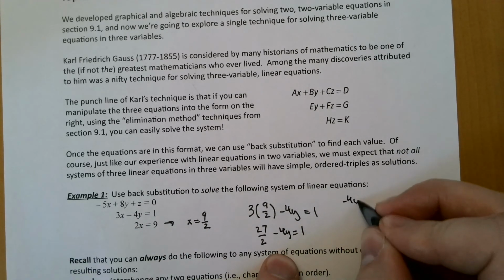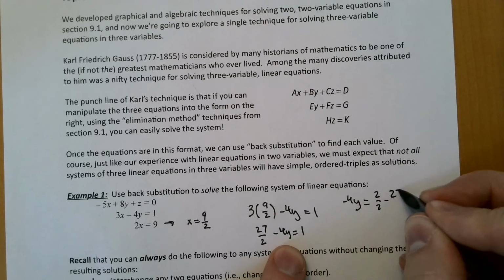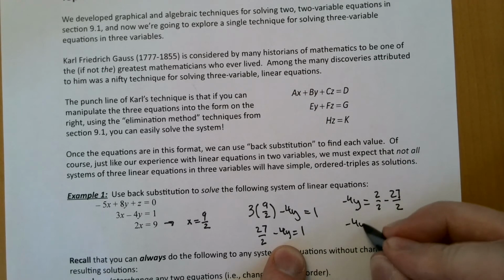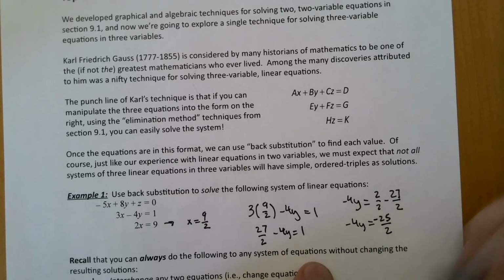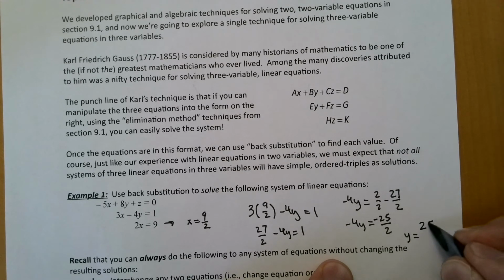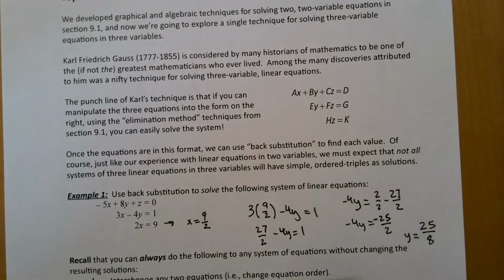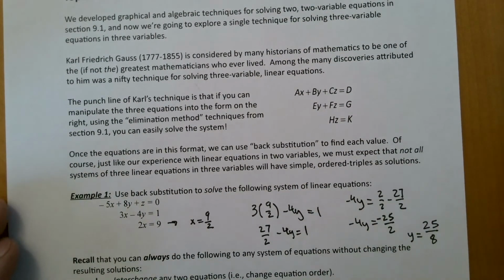So then if I subtract 27/2 from both sides, I would be doing 2/2 minus 27/2. I get -4y equals -25/2. I divide by negative 4, and I get y equals 25/8. Boy, that's annoying. Okay, and then we're going to plug those two values into these equations, and we'll get z.